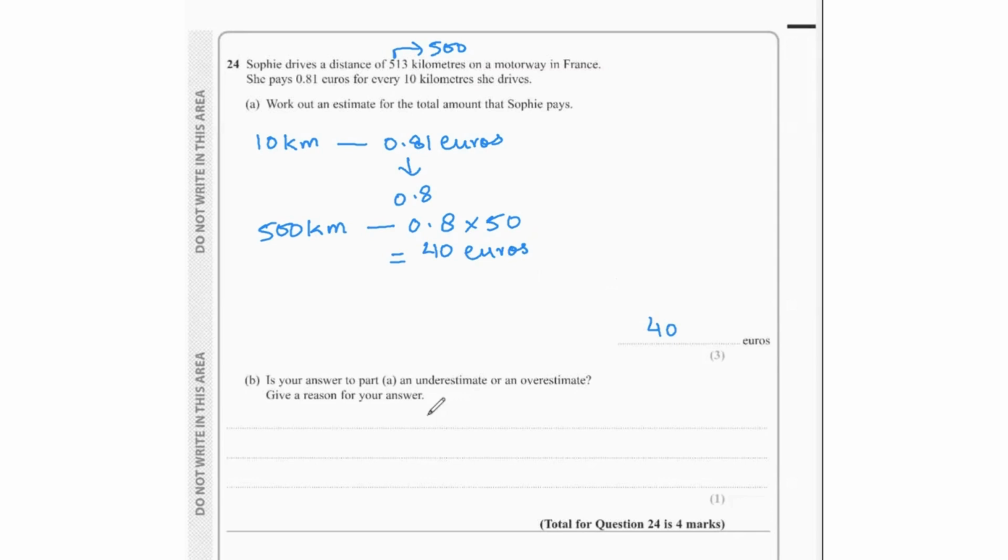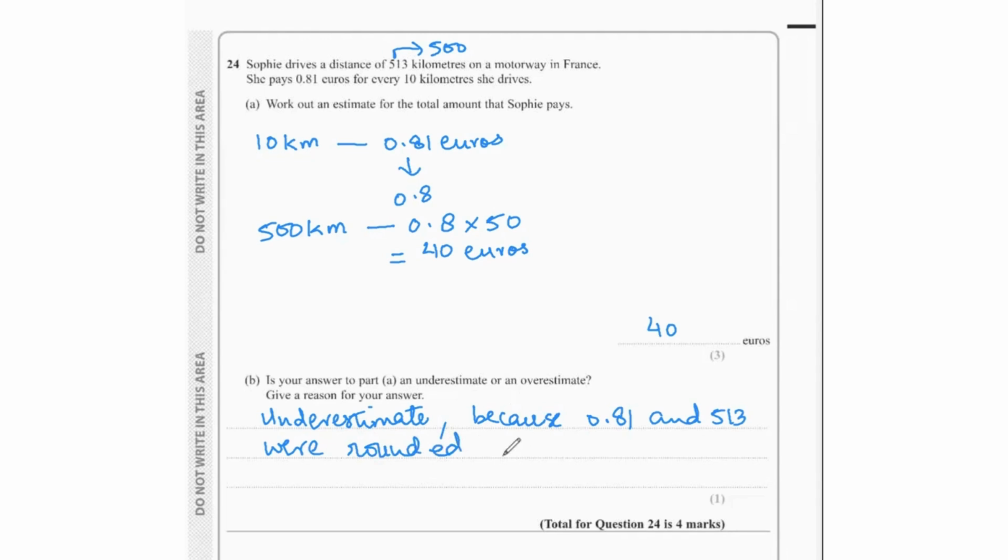Then it says, is your answer to part A an underestimate or an overestimate? Give reason for your answer. So the answer is basically an underestimate because we rounded 0.81 and 513 down. Because 0.81 and 513 were rounded down. If they were rounded up, then it would be an overestimate.